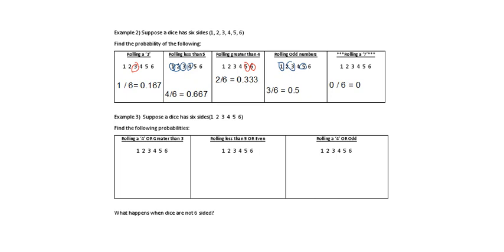Okay, so example 3 is something that you would see in the homework. Rolling a 4 or greater than 3. Let me deal with rolling a 4 first. So I circled the 4. Now greater than 3, that would be 4, which we already circled, and 5 and 6. There are 3 numbers circled. So that means we're going to do 3 divide 6, which is 0.5.